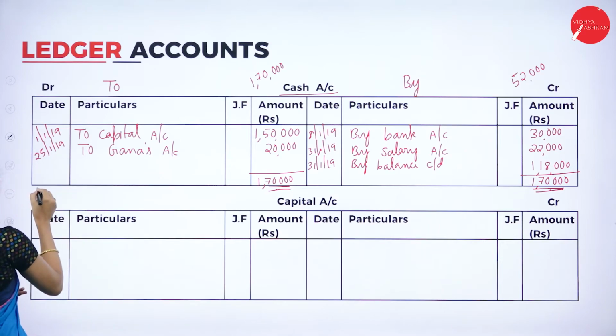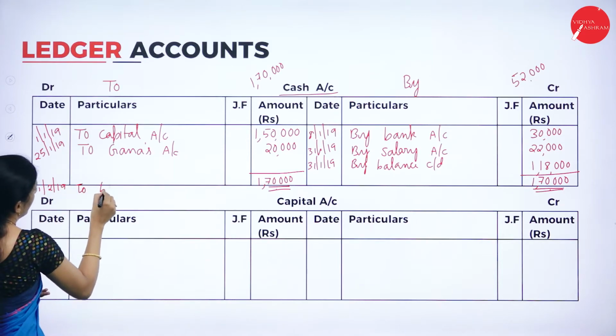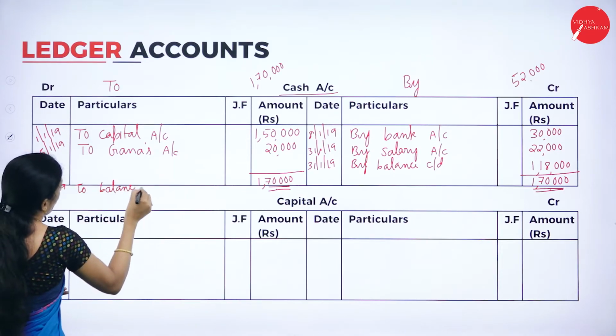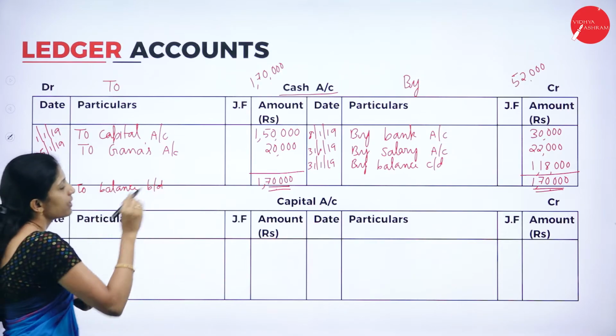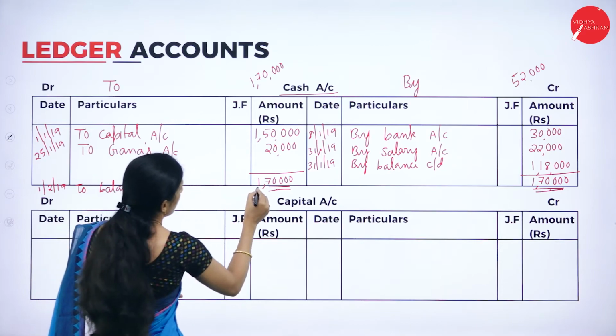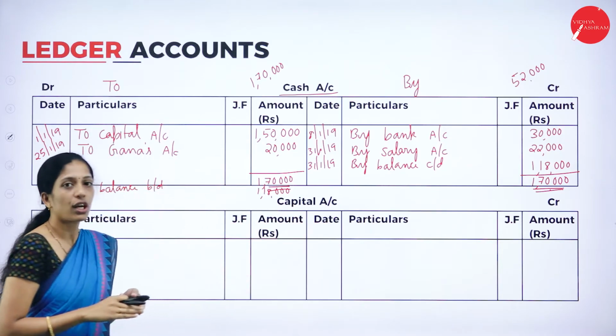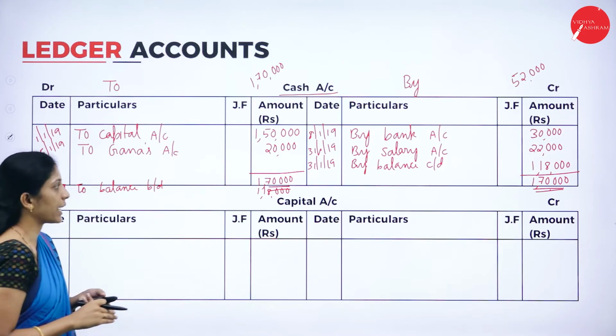Whatever the amount you have carried down, you have to bring down that balance. So when we bring it down at the beginning of next month, that is 1/2/2019, to balance brought down. How much? The same amount that you have carried down, that is 1,18,000. So we'll write 1,18,000 here. This is how you are going to prepare your ledger accounts.